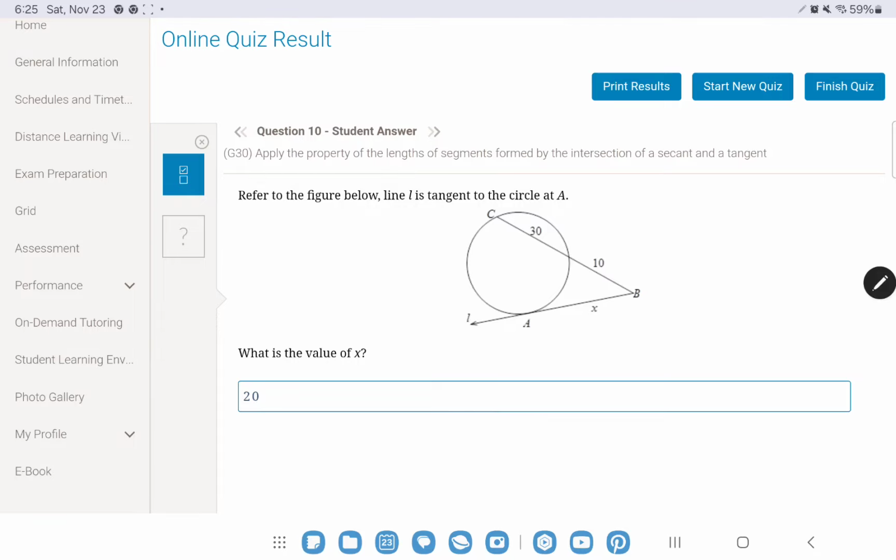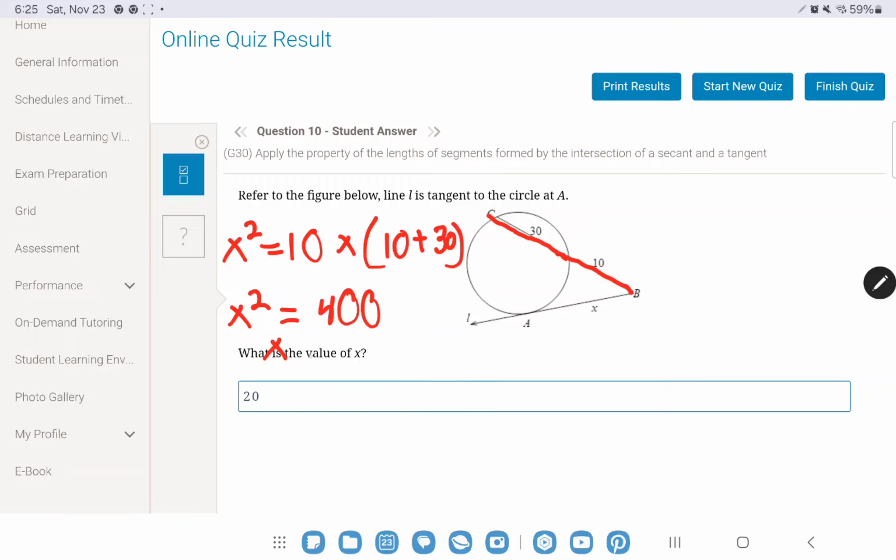When you have a shape like this, when you have a tangent and a secant. A secant is anything passing through the circle 2 times. A tangent is anything that touches the circle once. You do small part times whole thing. So 10 times 10 plus 30 equals x squared. So x squared equals 10 times 40, so 400. x is the radical of 400, which equals 20. That's how you find your answers.